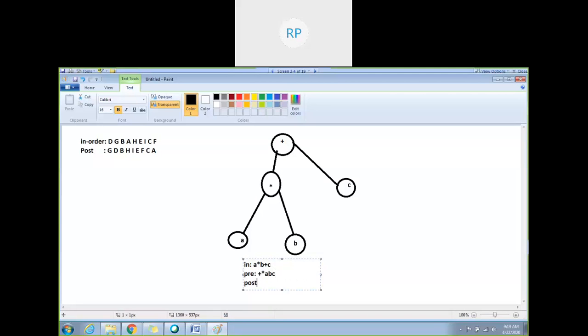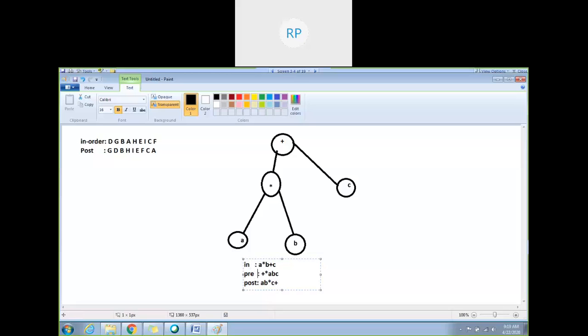What about post order? A B star C plus. Very good, guys. See, this is nothing but infix, prefix, postfix.